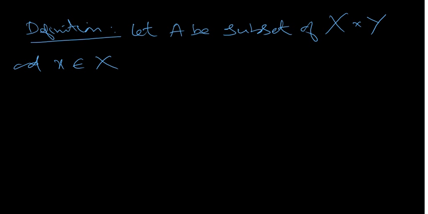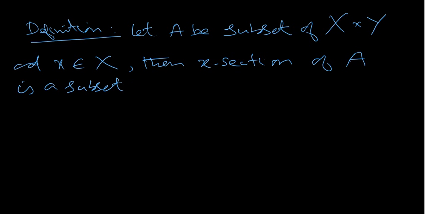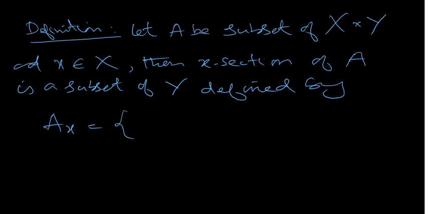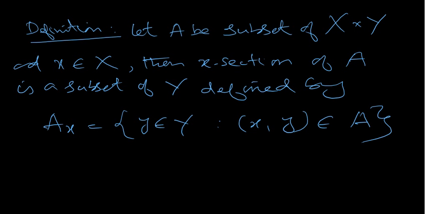To define the x section, we choose a point x in X. Then the x section of A is a subset of Y defined by A_x equal to those points y of Y such that the ordered pair (x, y) belongs to A. This x is fixed.